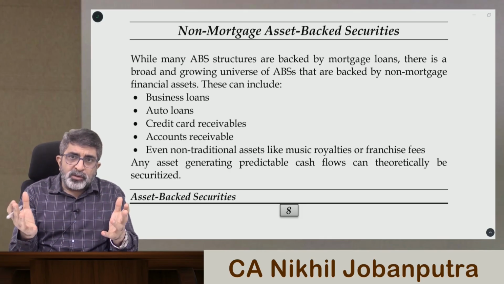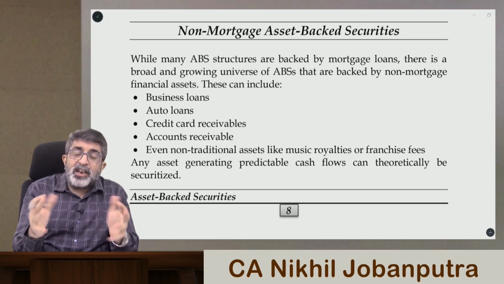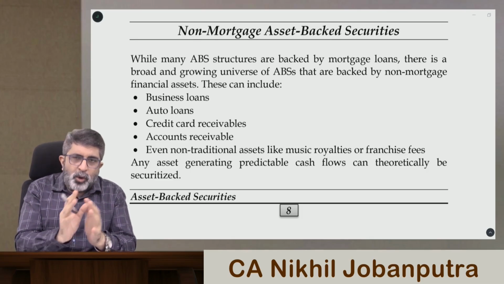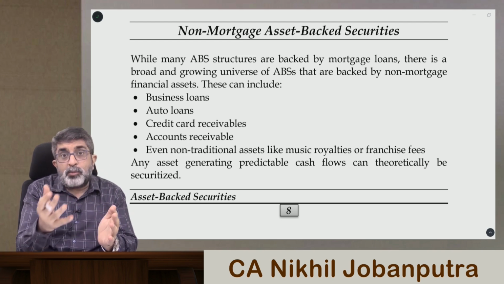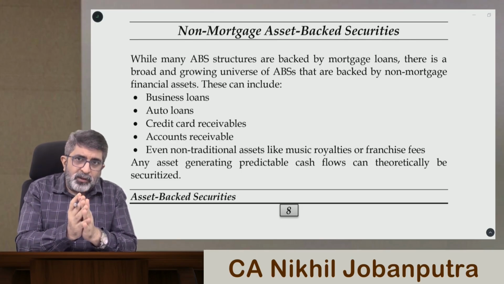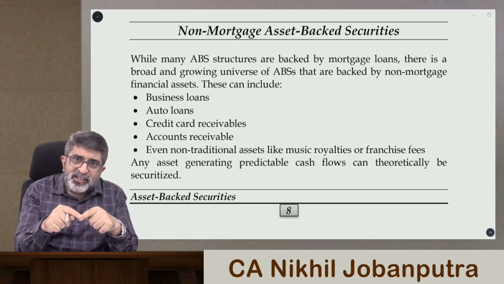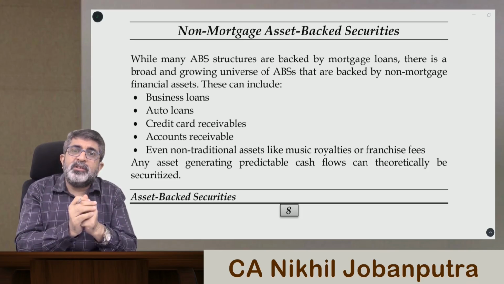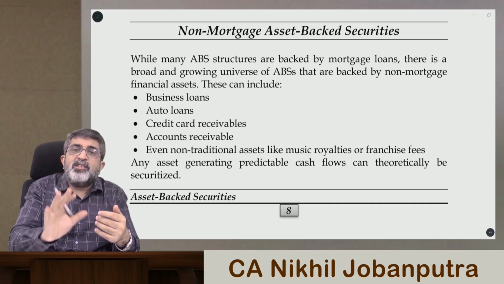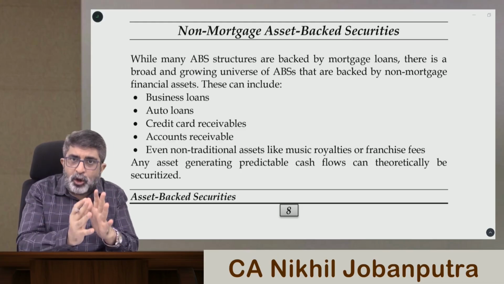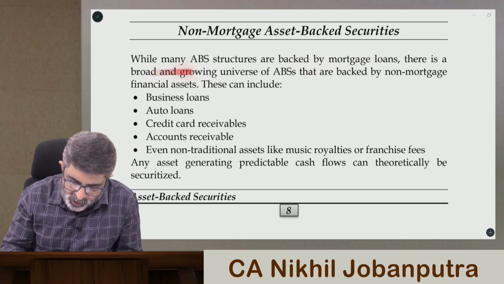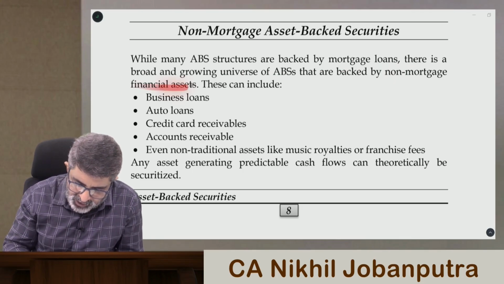When we simply talk about ABS as a general category, it may include an asset pool which is a mixture of mortgage loans and non-mortgage loans. Mortgage loans are maybe the secured category, non-mortgage could be a little unsecured or partly secured. So here our focus is a pool of assets which is typically a non-mortgage pool. That means, in other words, mortgage loans are not included in that asset pool at all. So while many ABS structures are backed by mortgage loans, there is a broad and growing universe of ABS that are backed by non-mortgage financial assets.